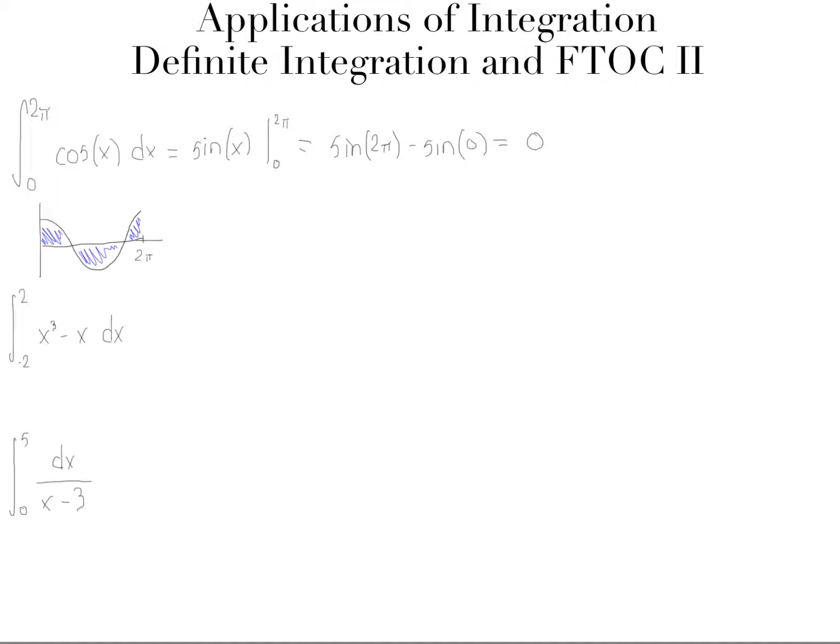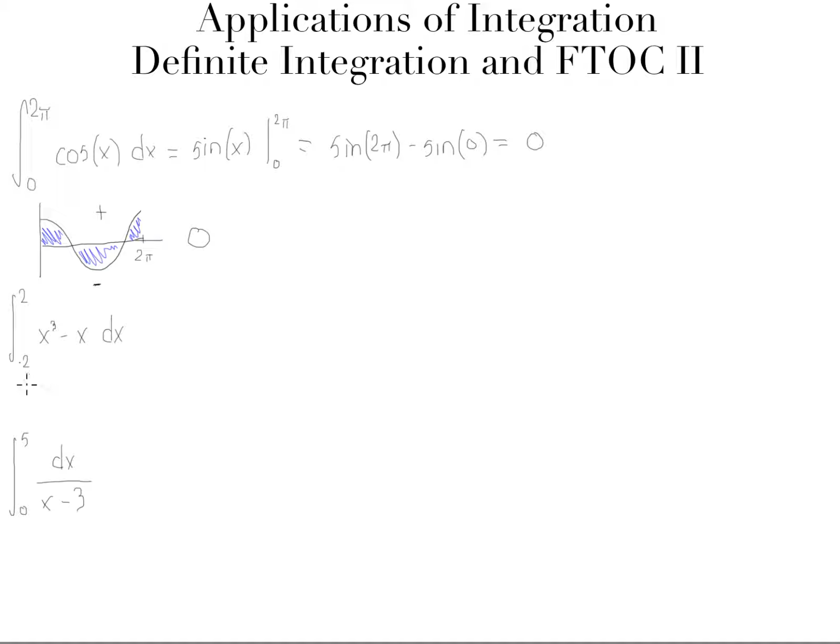And as mentioned in the previous video, areas that are above the x-axis are called positive, and areas below the x-axis are called negative. And for cosine, these two areas are equal to this area. So the net area under this curve is actually 0. So 0 is a possible answer for a definite integral. Let's try the next example.